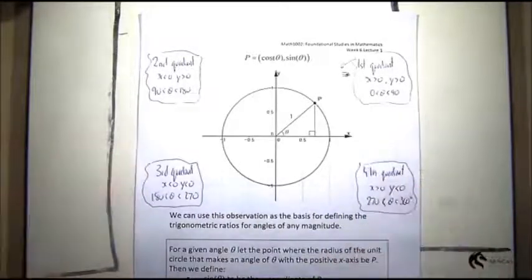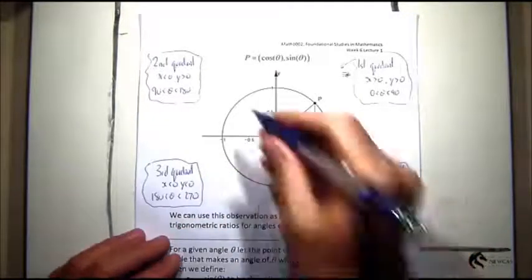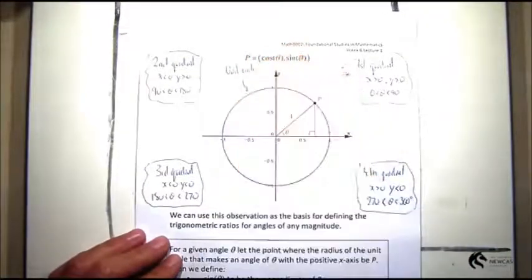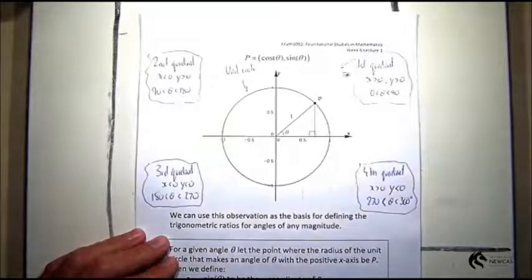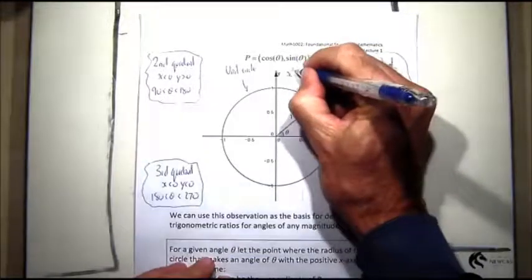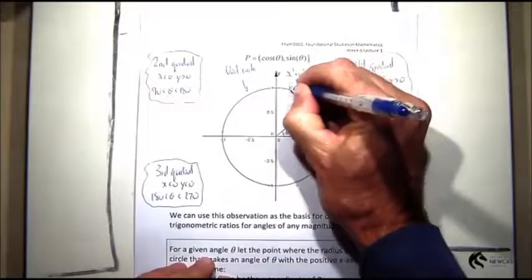And the other thing that's interesting, you can see here I have my unit circle, centre 0, 0, radius 1. The interesting thing about the unit circle is that I know its equation. It's x squared plus y squared is equal to 1.